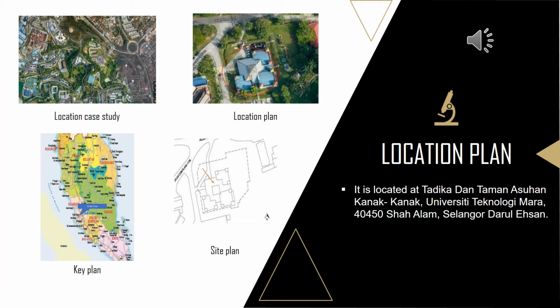For the location plan, it is located at Tadika dan Taman Asuhan Kanak-Kanak, University Technology Mara, 40450 Shah Alam, Selangor Darul Ehsan. This is the location case study, location plan, key plan, and site plan.